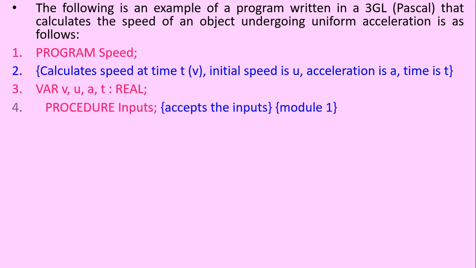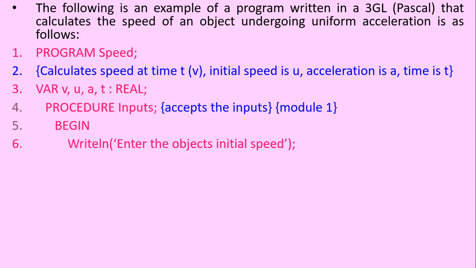Then we have our first module or our first subroutine by the name inputs. So it is procedure inputs. Each procedure has a structure like that of the main program. And therefore, we have the statement begin, then writeln, enter the object's initial speed.